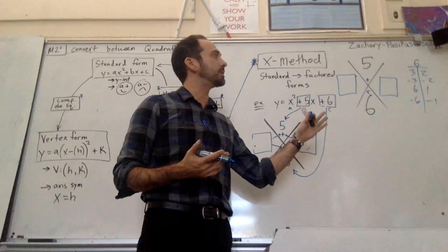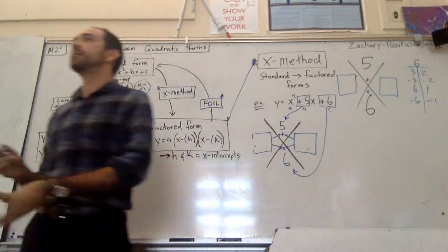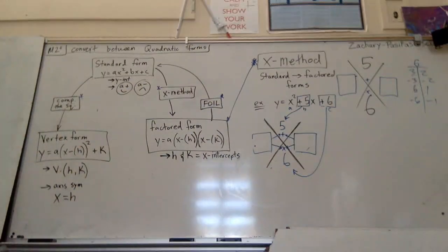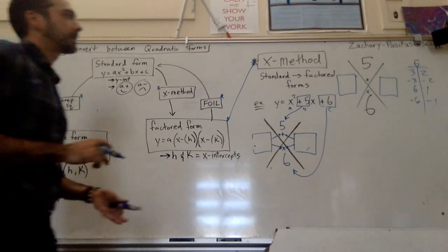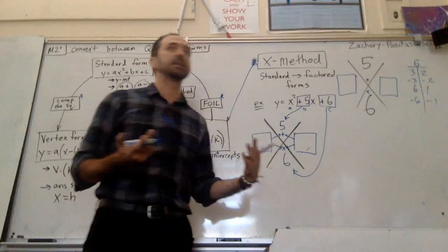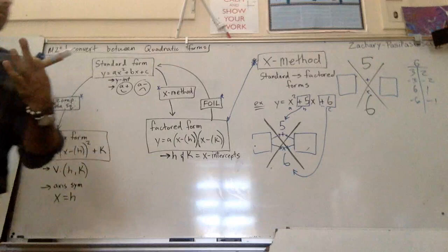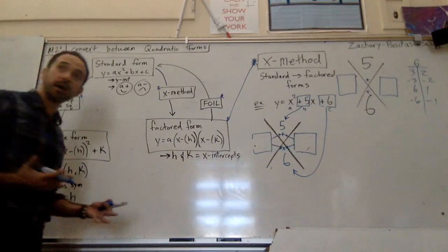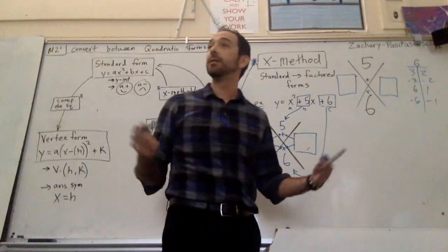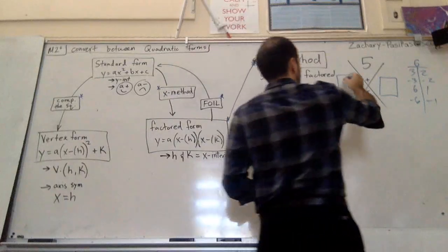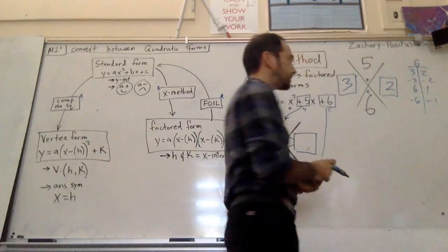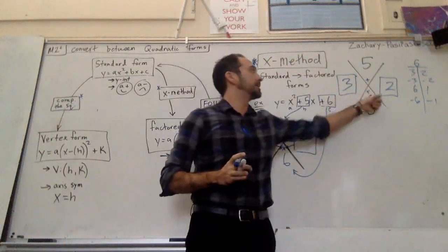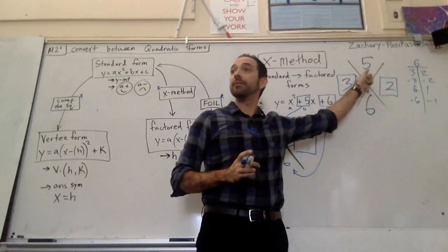Circle the two numbers that add to give you 5. 6 and 1 add to give you 7, negative 6, negative 1, negative 7. Negative 3, negative 2 is negative 5. 3 plus 2? 5. Let's see if it works. 3 and 2. Do these multiply to give us 6? Yeah. Add to give us 5?